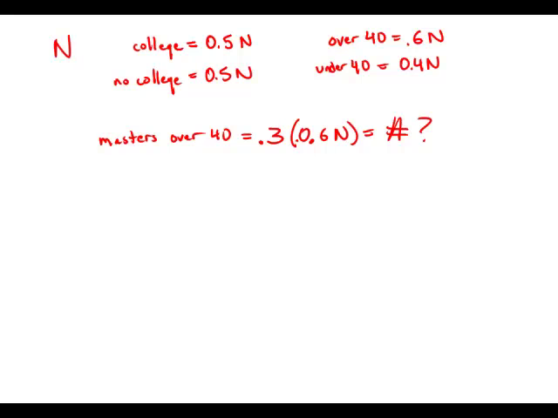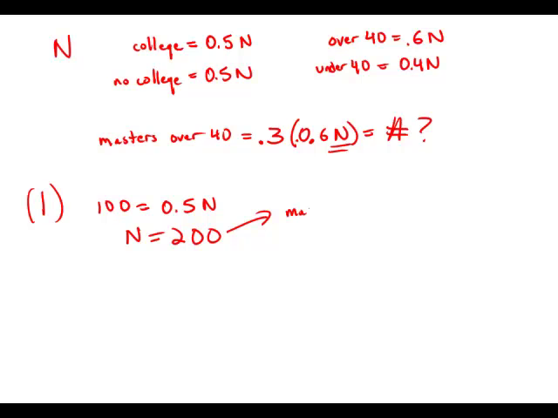So in order to figure out this number, we'd need to know the value of N. Statement number 1 tells us exactly 100 of the employees are college graduates. So the college graduates, which are 50% of all employees, equals 100. Well, that immediately tells us that the total number of employees is 200. If we know the total number of employees, we can figure out the number with master's degrees over 40. And so this statement by itself is sufficient.